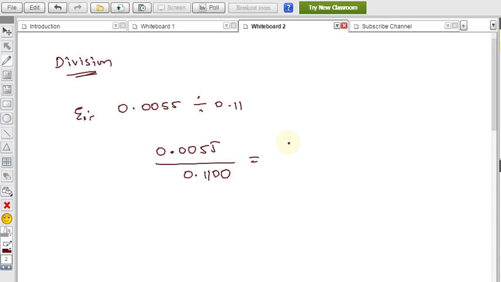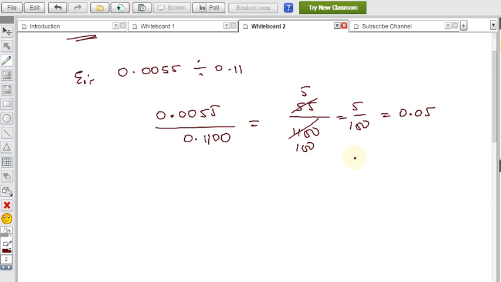Now you just write the number without any point: 55 by 1100. So arrange equal digits after the decimal and remove the point. You can cancel it: 11 fives are 55, so that is 5 by 100. As I said before, 5 by 100 is 0.05. The same thing you can do in case the numerator is bigger than the denominator.